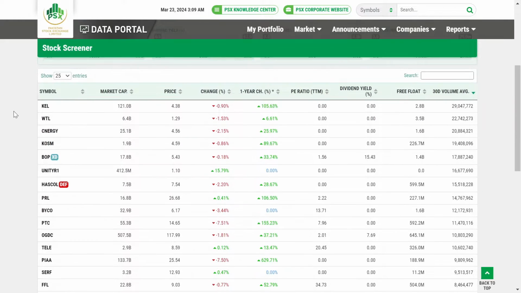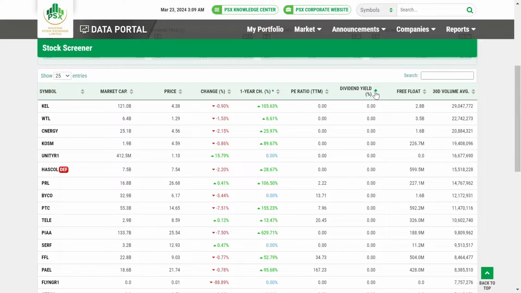Here you will see all the stocks that are listed on the Pakistan Stock Exchange, and you can see that towards the left side is the symbol, K Electric. Then they have market cap, price, current change, 1 year change, and price to earning ratio. Then they have dividend yield percentage, free float, and the 30 day volume average. So this is what we are looking for, dividend yield percentage.